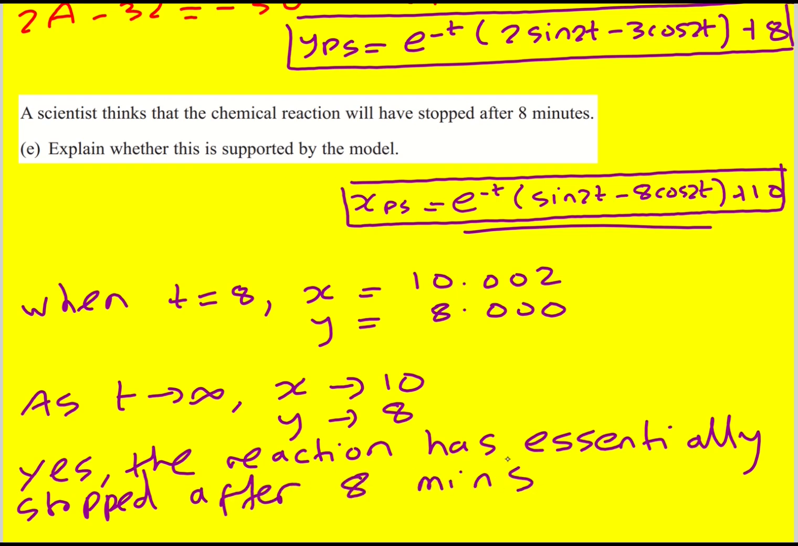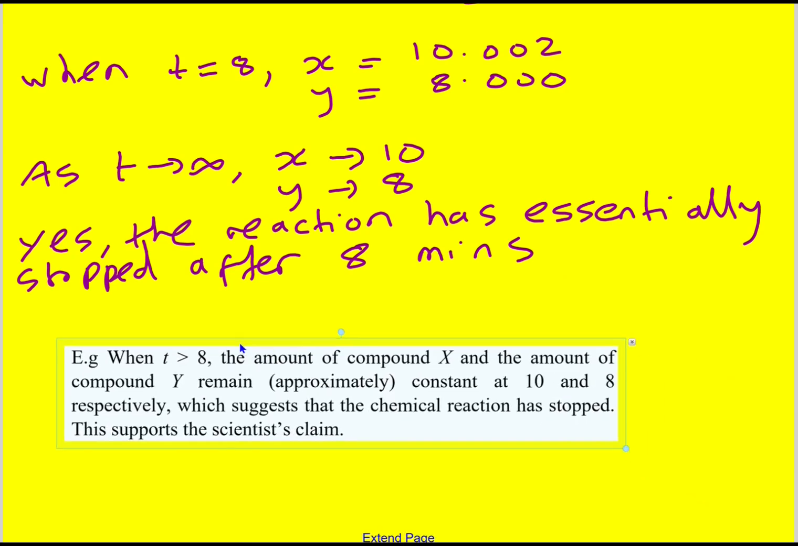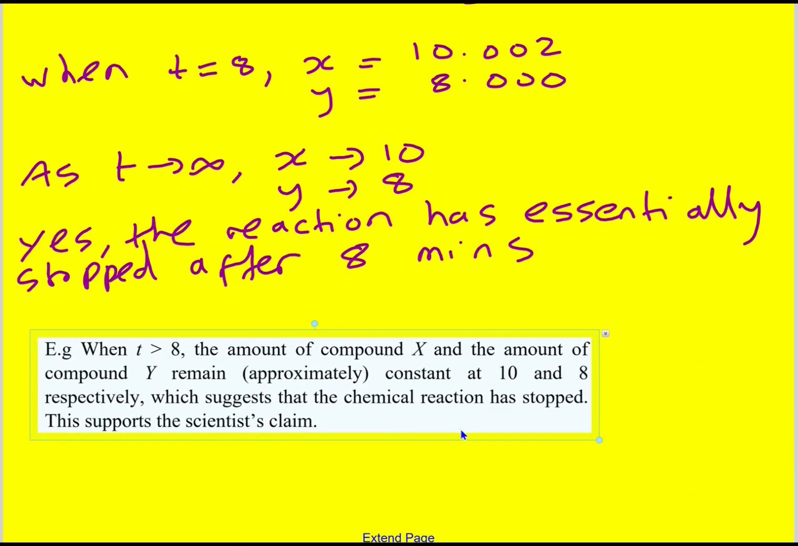So I think I get the mark for that. Let's just compare what the mark scheme does. They actually don't do any calculations. They just said when t is greater than 8, the amount of compound x and the amount of compound y remain approximately constant at 10 and 8 respectively. They're using this idea here, I guess. But I feel like we should actually substitute in just to check. I know it's a negative exponential. It goes to 0 really quickly. But still, I prefer how I did it. But yeah, which suggests the chemical reaction has stopped, and this supports the scientist's claim.